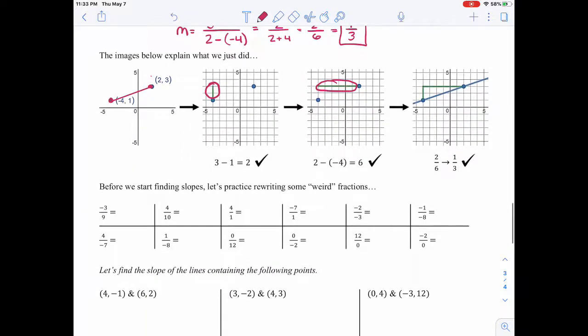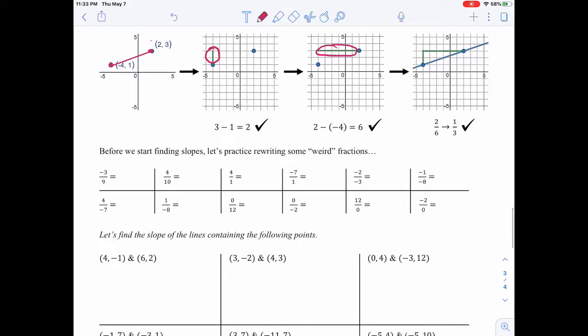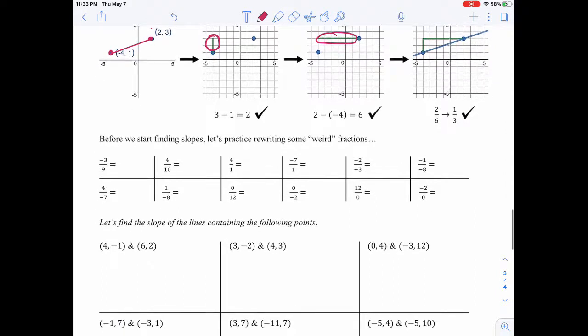So before we start finding some slopes, let's try simplifying some of these fractions just for some extra practice here. We have negative 3/9, that can simplify down to negative 1/3. 4/10, we could do that to 2/5. And so on here. Let's see, I want to make sure we'll do just a couple together and you guys can figure out the rest. Negative 7 over 1, that can be just negative 7, okay?